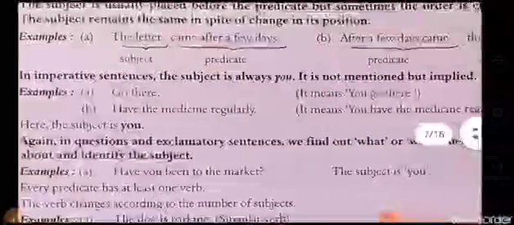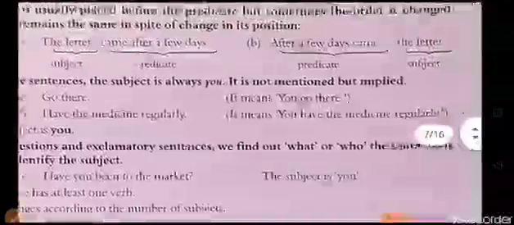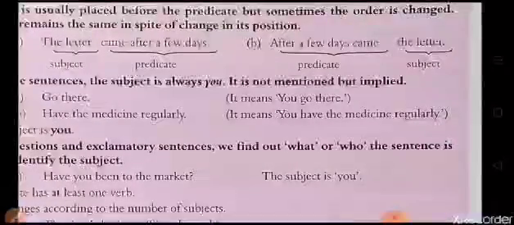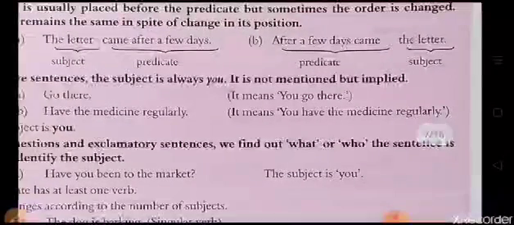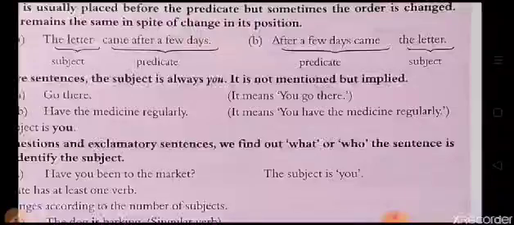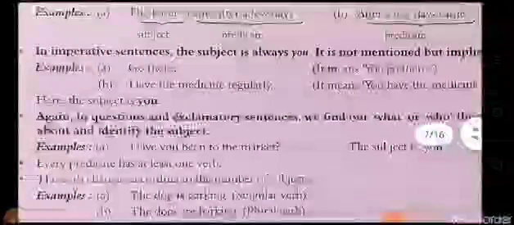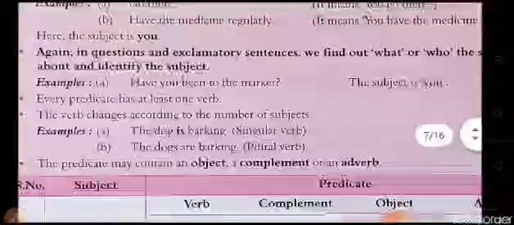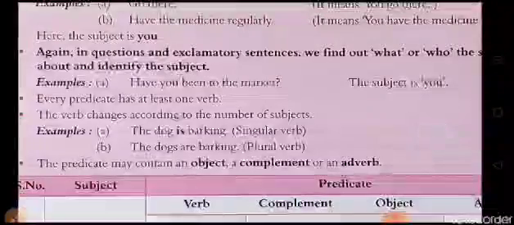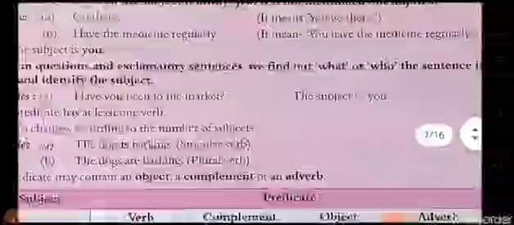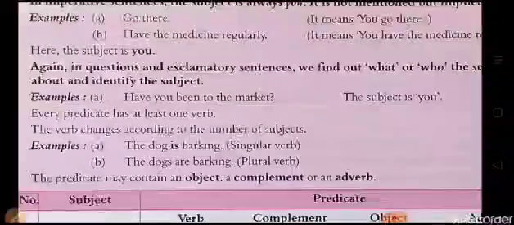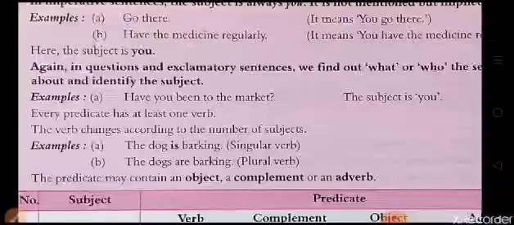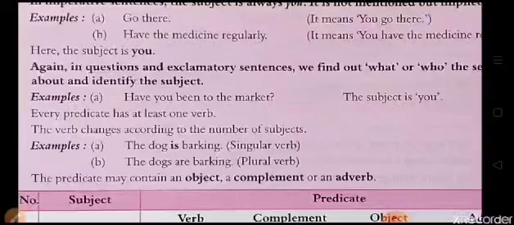Now here you can see more examples. Go there, have the medicine regularly. It means you go there. And it means you have the medicine regularly. So you is always understood. Again, in question and exclamatory sentences, we find out what or who the sentence is about. We identify the subject. Example, have you been to the market? The subject is you.